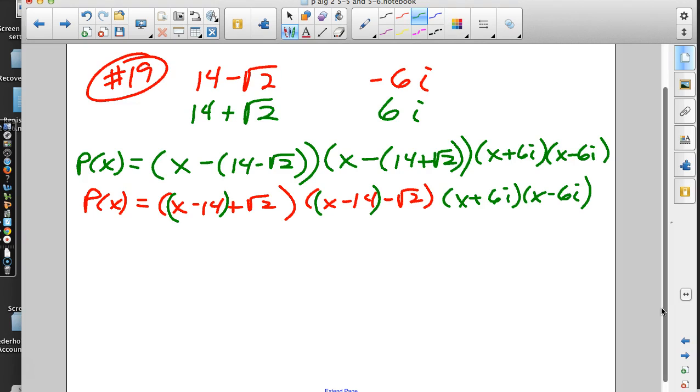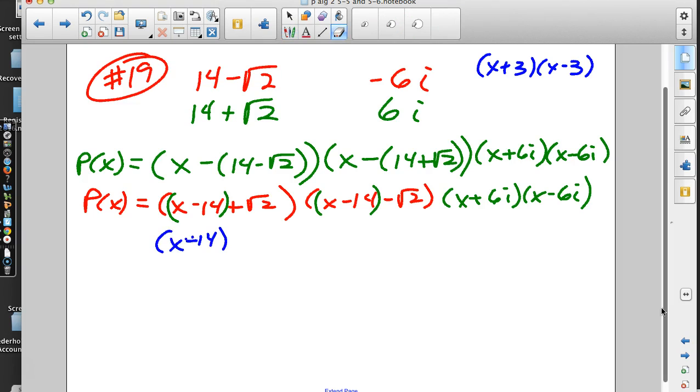Because I want you to think about what happens if we take x plus 3 times x minus 3. What happens? They cancel each other out and there's no middle term. So wouldn't it be really nice if at least we could avoid a middle term with all this obnoxious stuff? So really what we need to do is first times first. That's going to be x minus 14 times x minus 14.